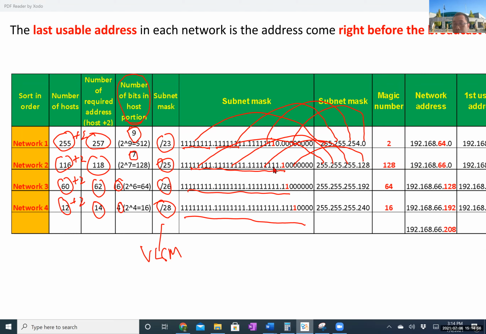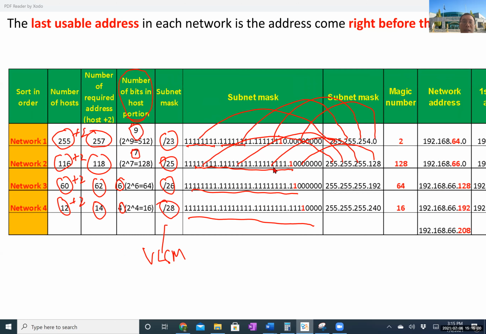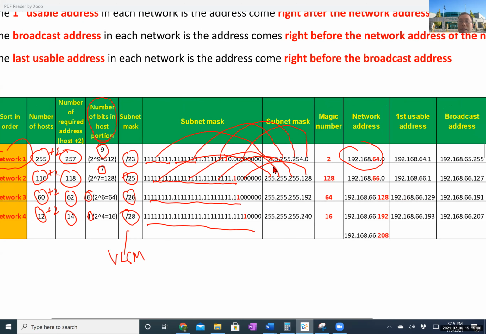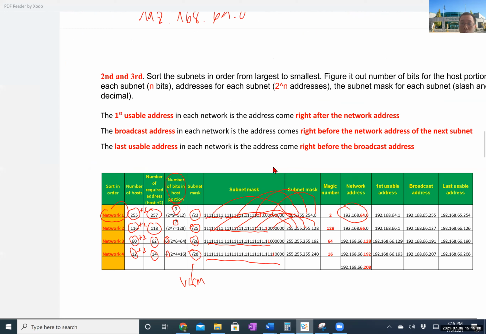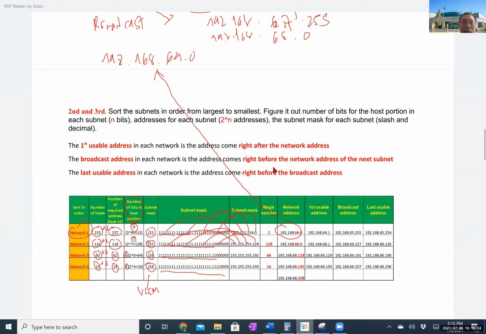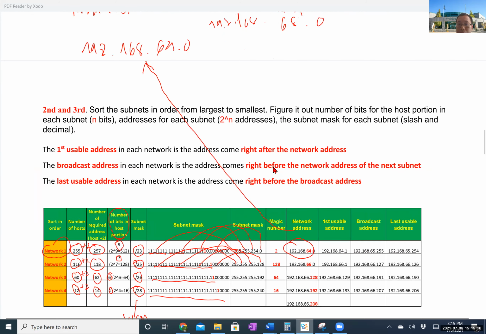So now the next step is that for the largest one here, the network address of the largest one is the network address of the original one. You take it from the original one here. So you have to write down 192.168.64.0, it is the network address of the largest one. It is also the network address of the original one here.